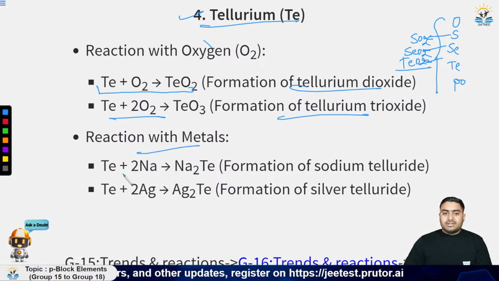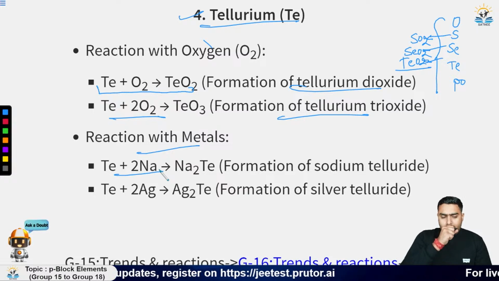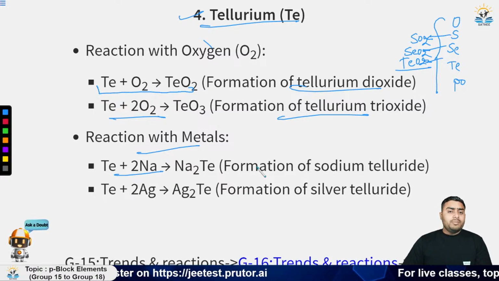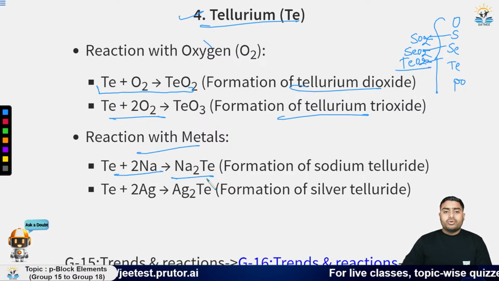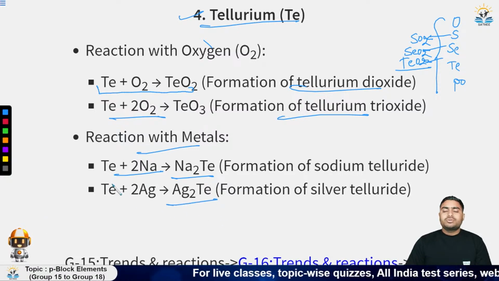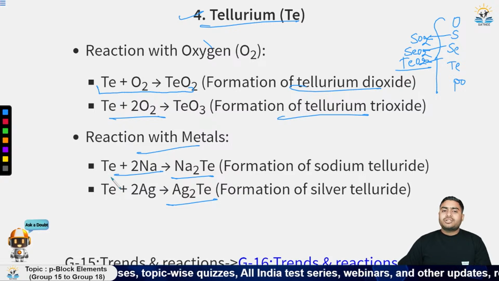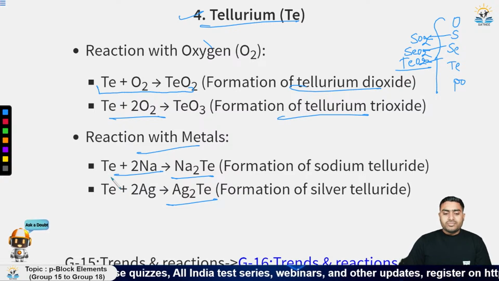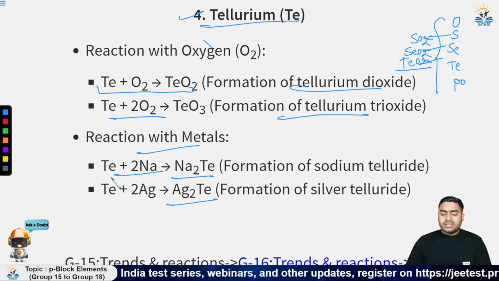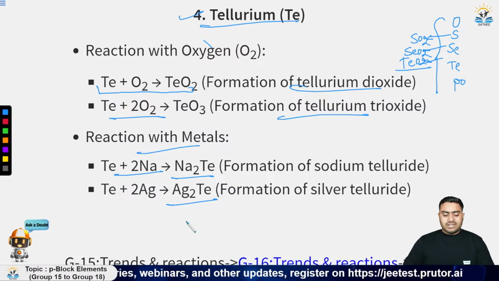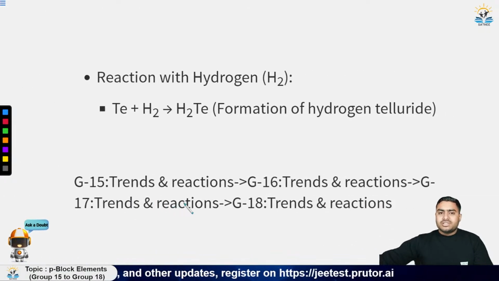Reaction with metals. So Te plus 2Na gives sodium telluride. Similarly, silver telluride. So Te plus 2Na gives Na2Te and Te plus 2Ag gives Ag2Te. So you can see the formation of sodium telluride and silver telluride here. I hope this is clear.